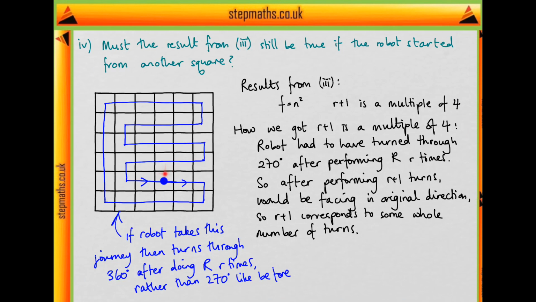And so we see if the robot had started in this square and taken this tour, then it would have turned through 360 degrees rather than the 270 that it had done before. And actually this would mean that r is a multiple of 4 instead of r plus 1.